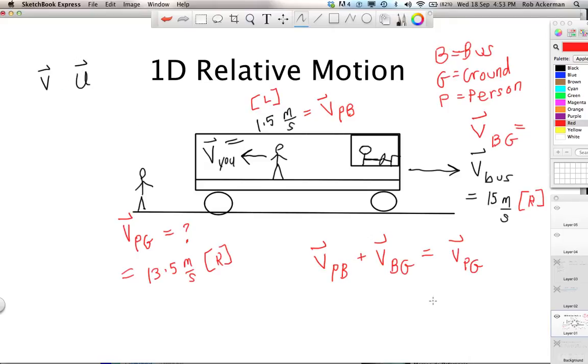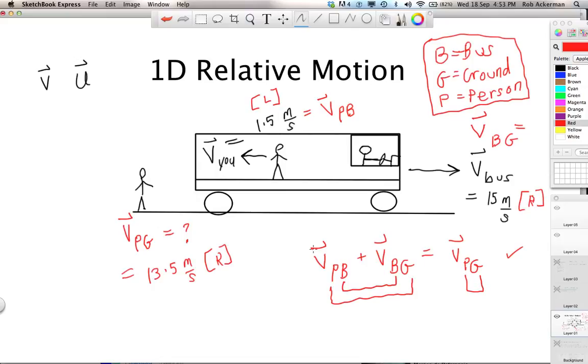A really neat trick that they use is the following. If you designate your objects or frames of reference correctly, bus, ground, and person, and if you write these subscripts correctly, they tell you in the book that the middle letters will always be the same, and the outer letters will match these outer letters. And that's kind of the way that you know that your vector equation is correct.